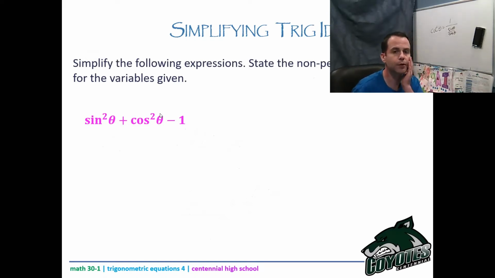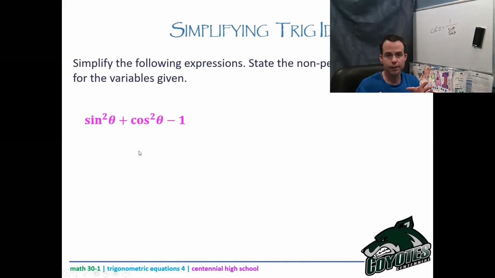Okay, so the first one, sine squared theta plus cos squared theta minus 1. The very first thing you want to do is say, okay, what restrictions am I dealing with? Well, for this one, there are no fractions here, so there's no possibility of a division by 0. So there are no restrictions. Now you don't have to actually say that. Because this was the first example, I want you to get into the groove of thinking about restrictions, and that's why I wrote that.